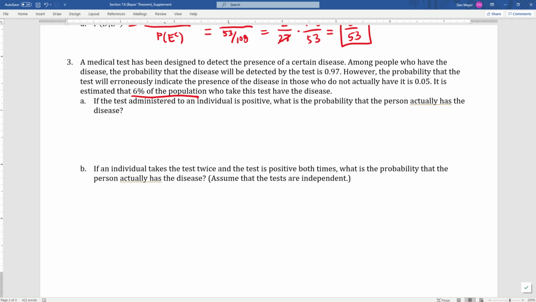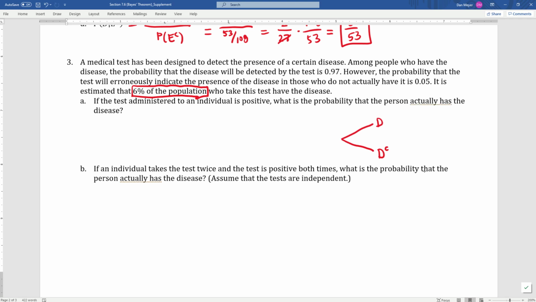Now, since they gave us the probability of having the disease, that's the thing that we want to make our first stage here. Either the person has the disease or they don't. I'm just going to call that D complement.